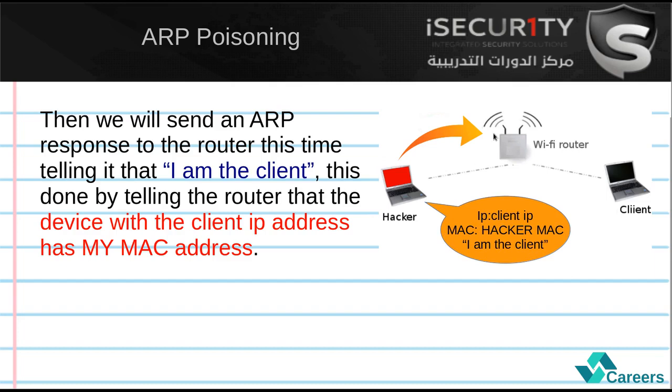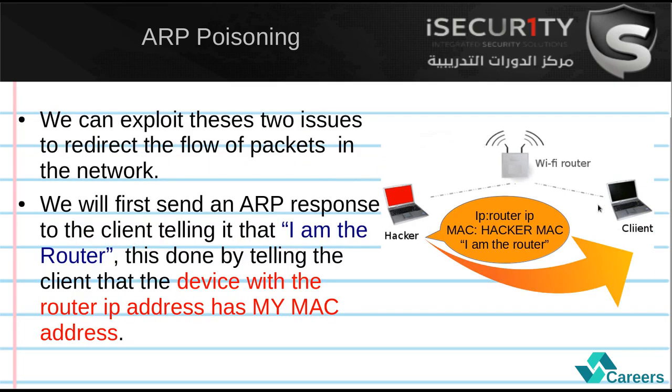So in the ARP table that the router has, the MAC address of the client is going to change to mine. And when I do it to the client, I'm going to tell the client the MAC address of the router is my MAC address. So the MAC address for the router in the client's ARP table is going to change.